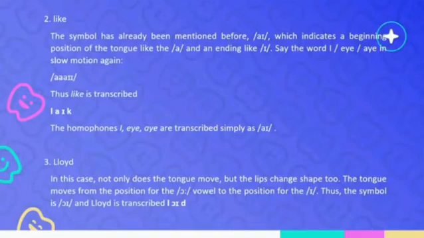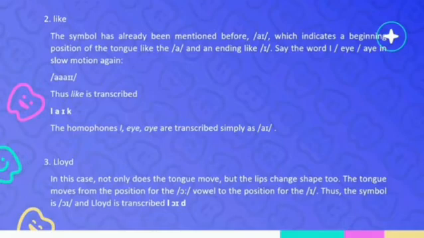Like. The symbol has already been mentioned before, which indicates a beginning position of the tongue like the A and an ending like E. Say the word in slow motion again. Thus, like is transcribed like. The homophones are transcribed simply as I.